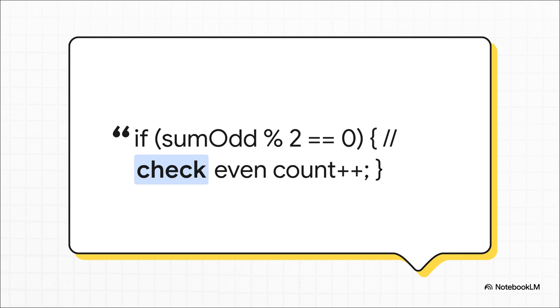And this is the grand finale for each row. This is where we take care of steps 4 and 5. After we've added up all the odds, we do one last check. We use our trusty modulo operator again, but this time we're asking, is our sum odd an even number? If the answer is yes, jackpot, we found a magical row, and we add 1 to our main count.